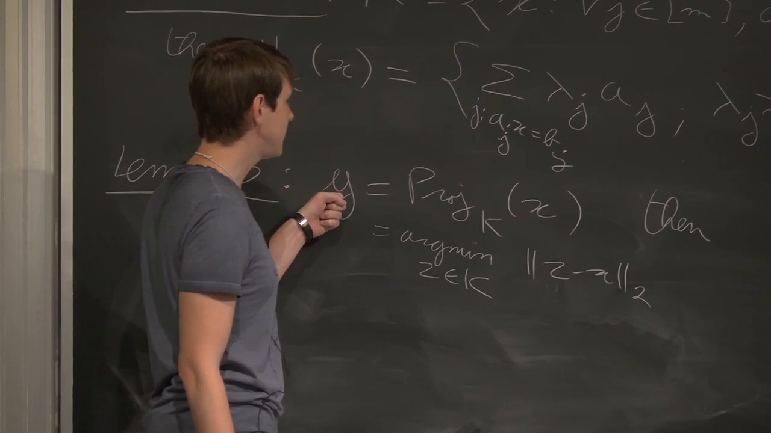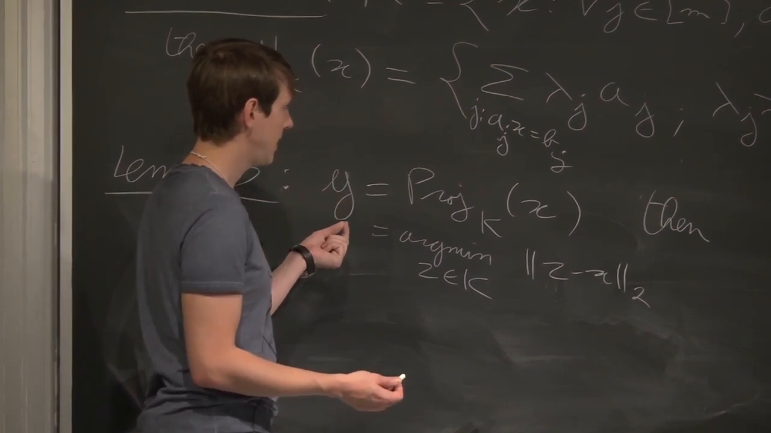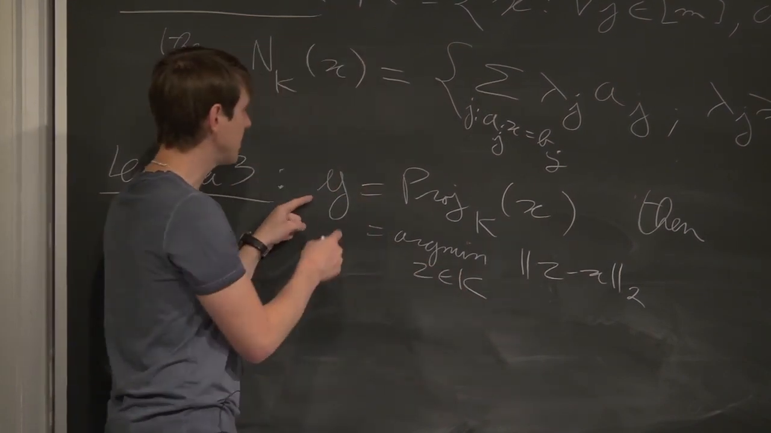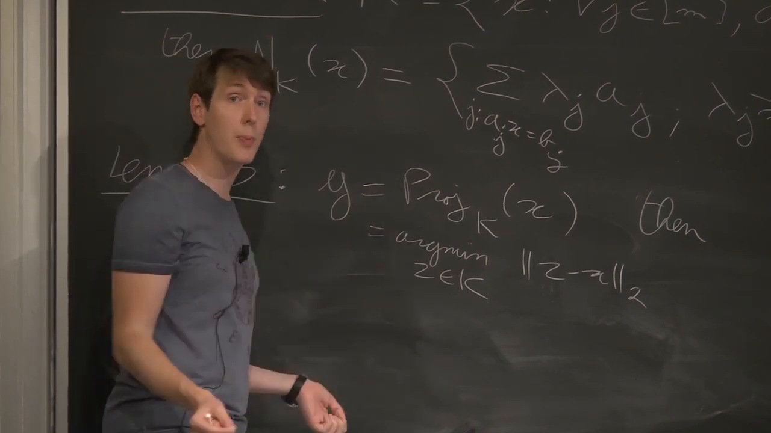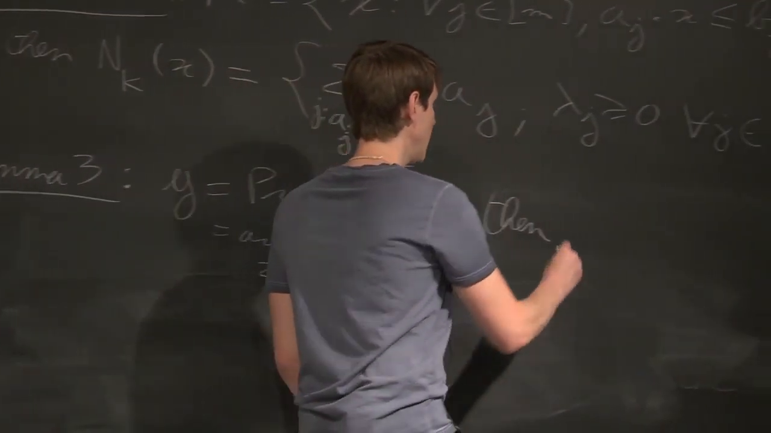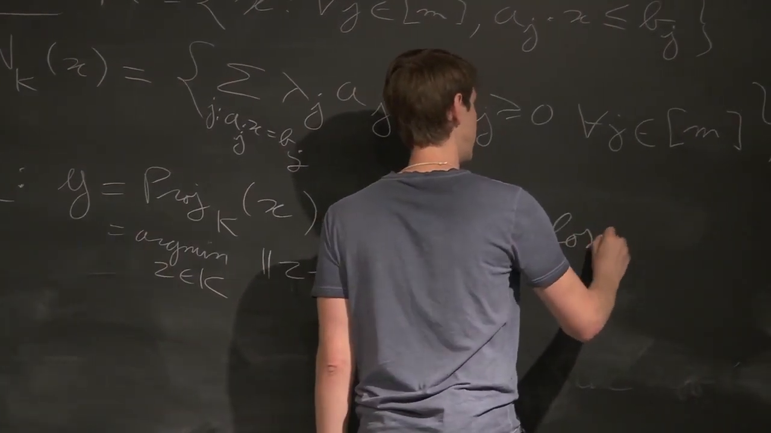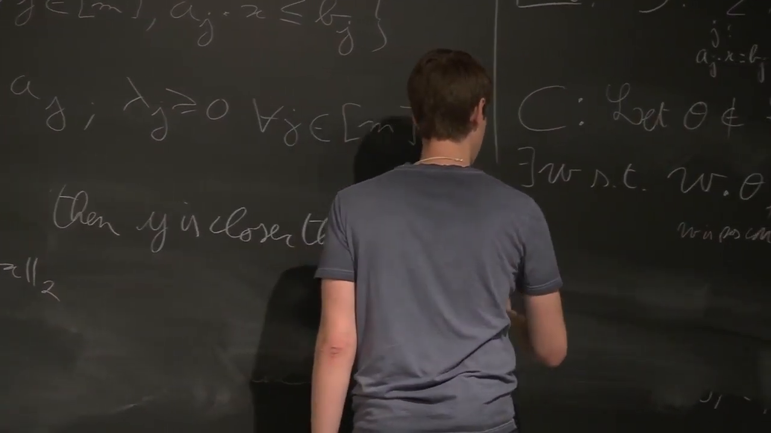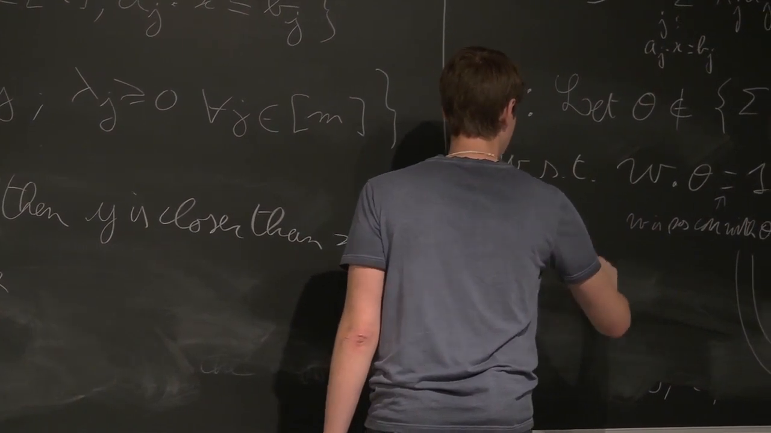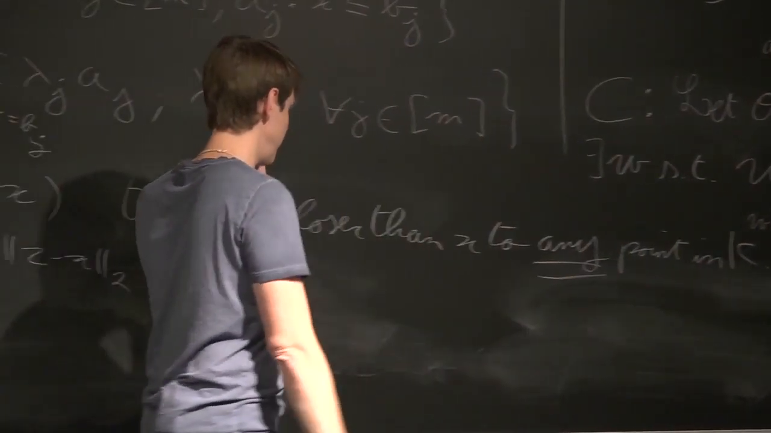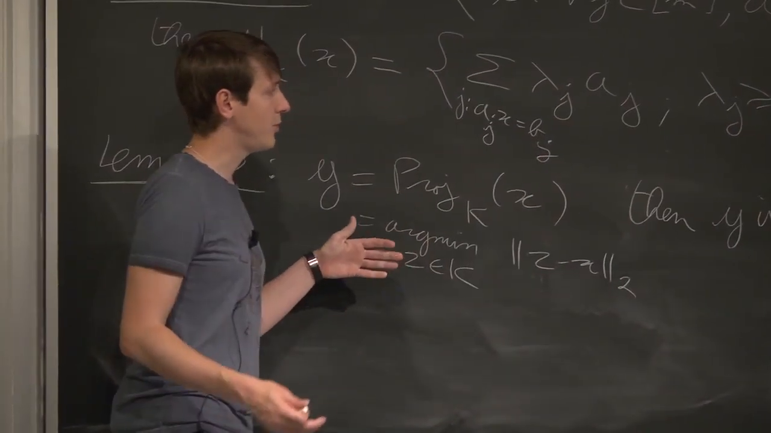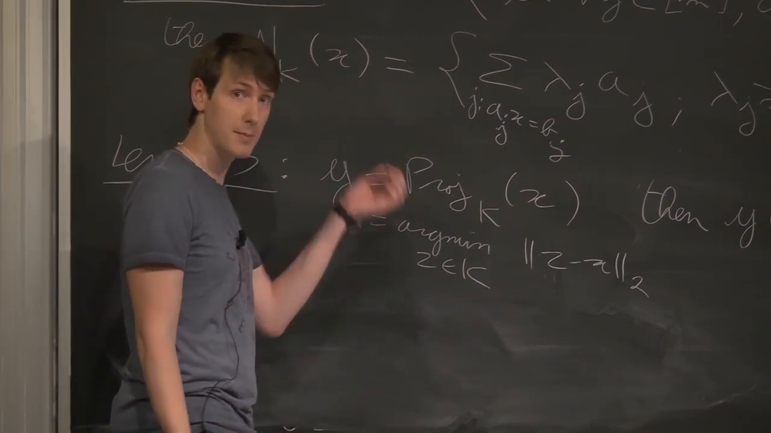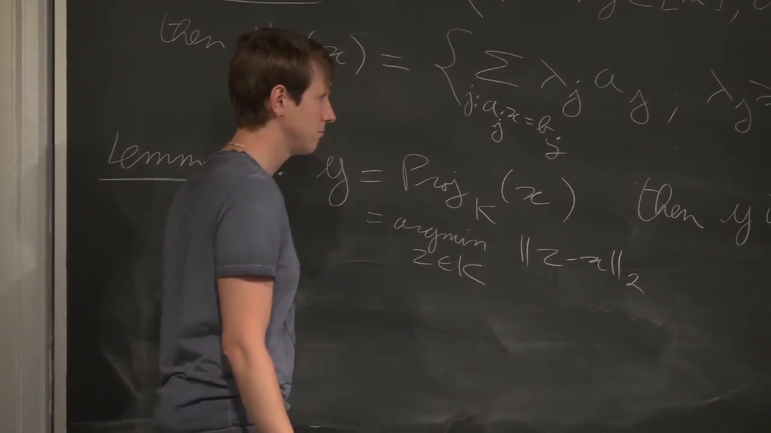So y is certainly closer, how to put this? So I have x, I have k. And I project, and now what I'm going to say is that y is closer than x to any point in k. Again, all of those things are going to be very, very important. So if I want to get closer to some point that I don't know in k, if I project, I manage to do that. I always improve my distance to any point inside.